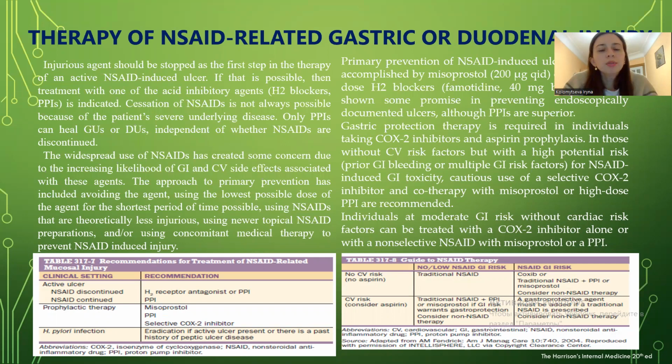And therapy of non-steroid anti-inflammation-related gastric or duodenal injury. Injurious agents should be stopped as the first step of the therapy of active anti-inflammation-induced ulcer. This is possible when treatment with one of the acid inhibitor agents, histamine blockers or PPI, is indicated. Cessation of anti-inflammation drugs is not always possible because of the patient's severe underlying disease.